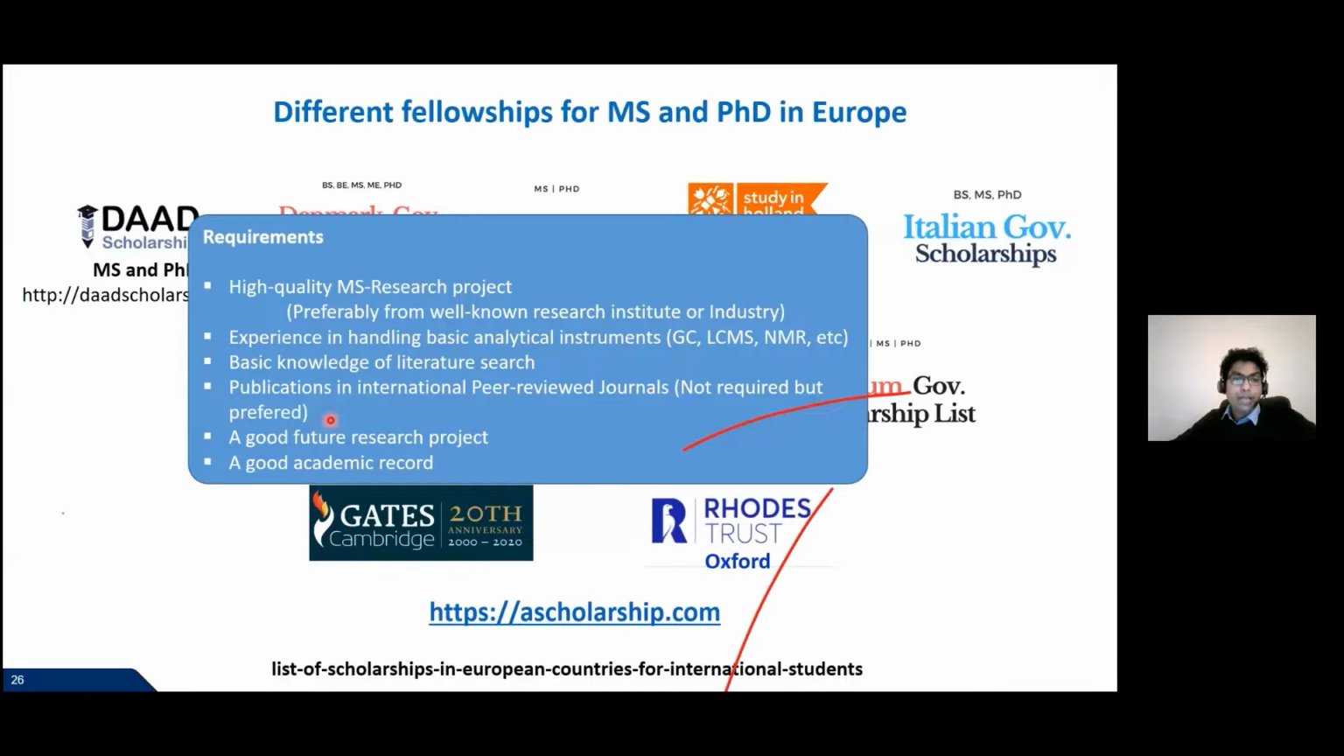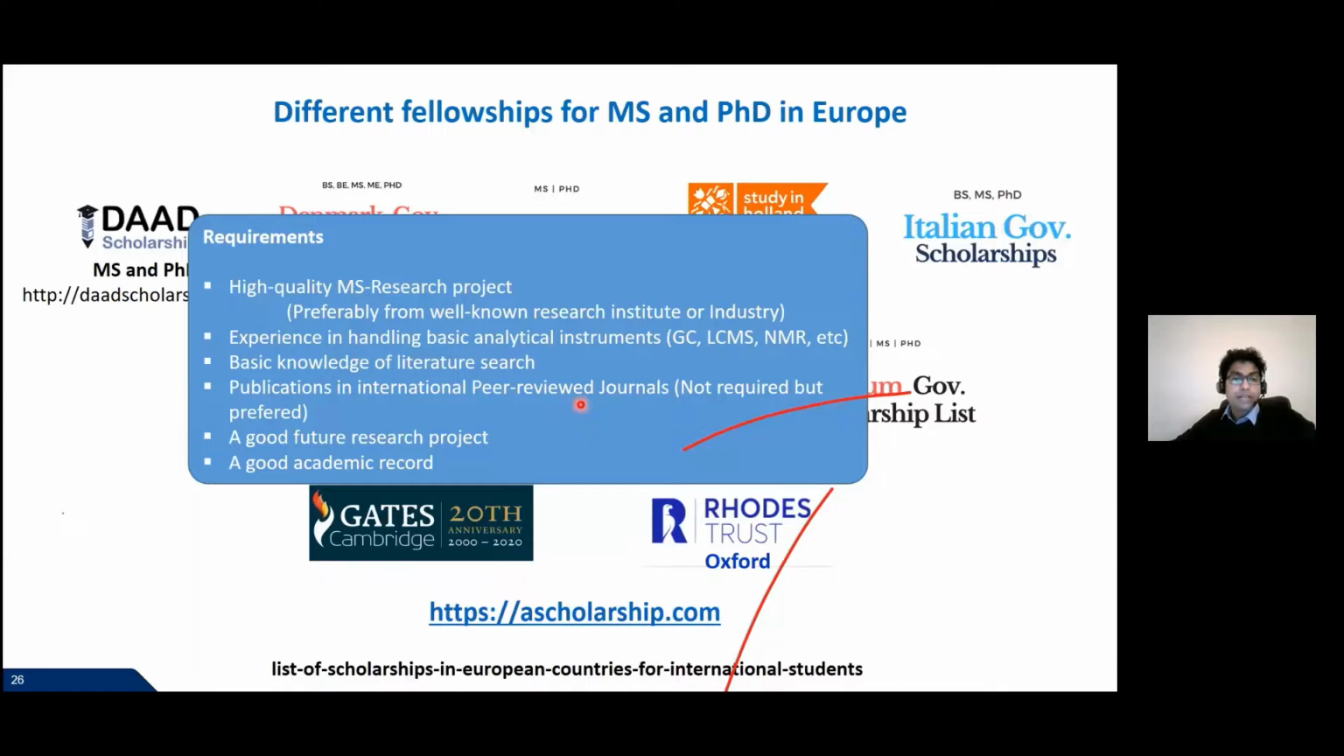Then you should have a basic knowledge of literature search, how to do a literature search. That is important because they will check it during your interviews. They will check how you write your proposal. Then publications are not required. You shouldn't feel you must have publications, but if you have them, like publications in international peer-reviewed journals, not conferences, right? If you have publications in international journals, it is highly possible that you will get a position.